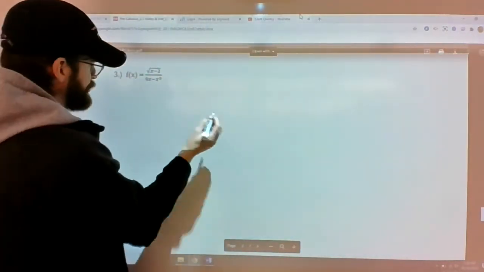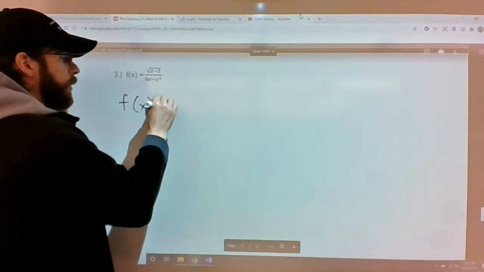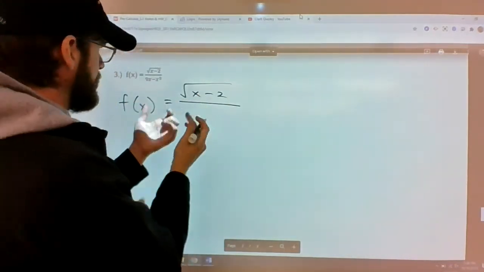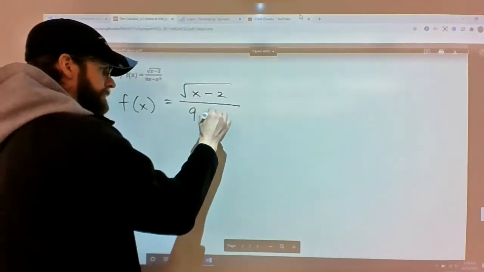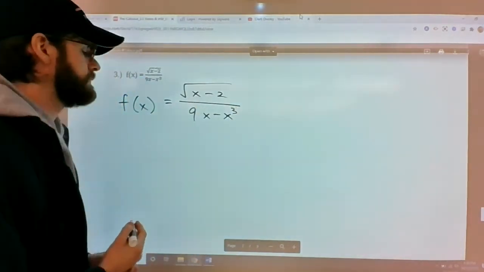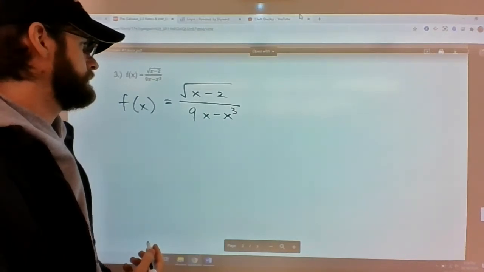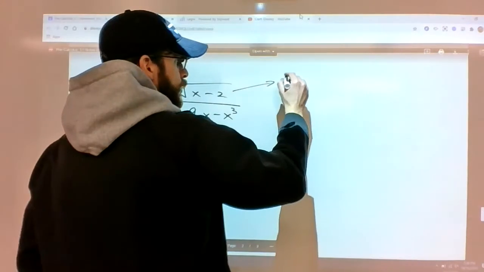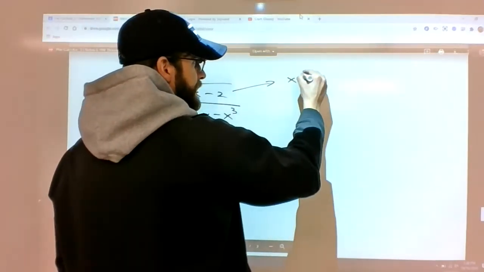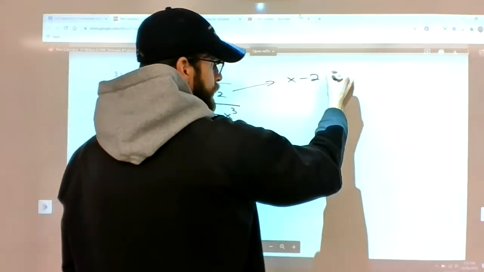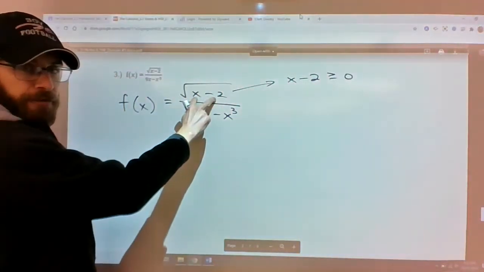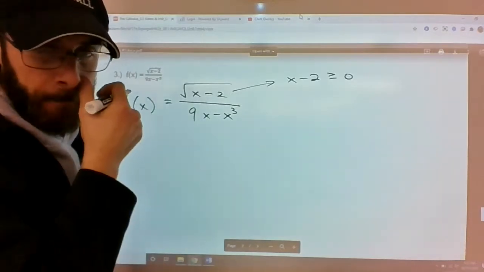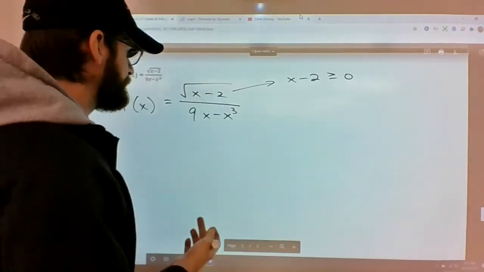I'll write this a little larger so you guys can see it better. Oh, what happens when I take an even root and I intermingle it with a fraction? Well, let's just set the parameters. We know that x minus 2 must be greater than or equal to 0 because everything under the even root, and it's just the top part of the fraction, must be positive, or greater than or equal to 0.